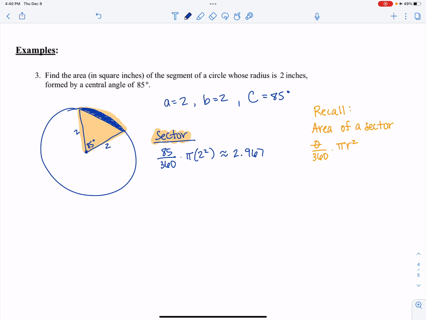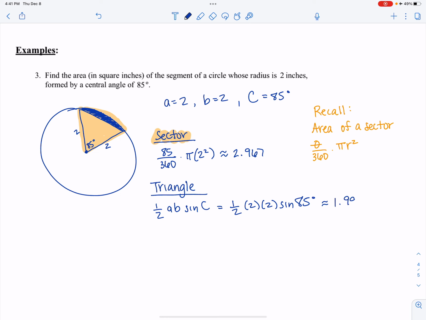Now we want the area of the triangle, so we can subtract it away from the sector and just be left with that little blue piece, the segment. So the area of our triangle is 1/2 AB sine of C, which if we plug everything in, we get 1/2 times 2 times 2 times sine of 85. And through the calculator, we find out that is 1.992.